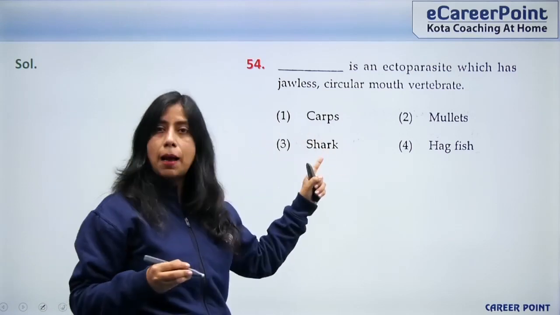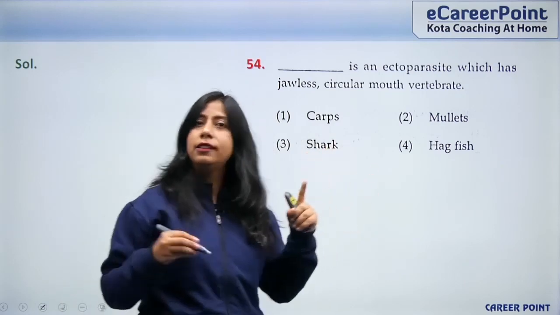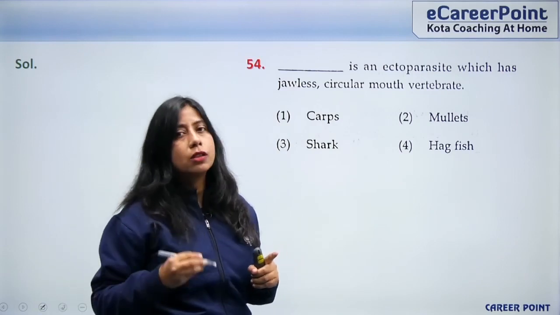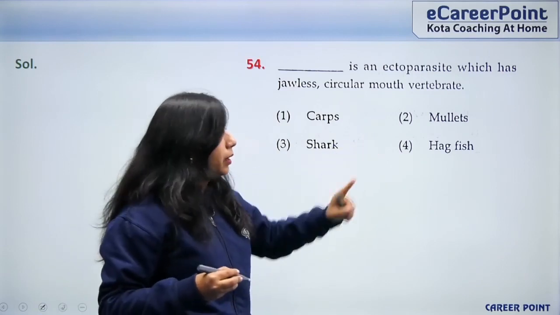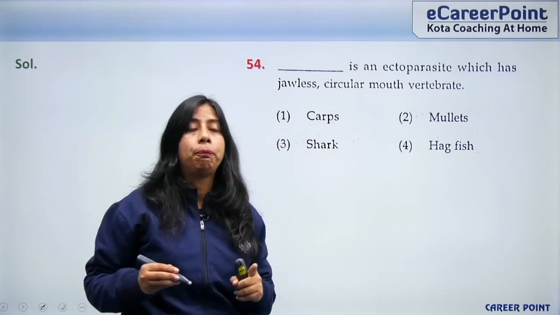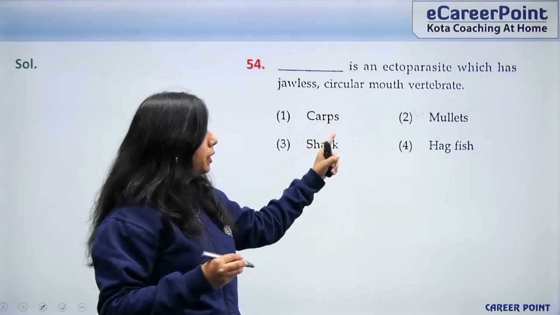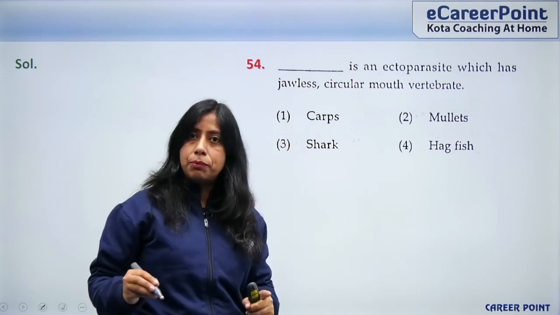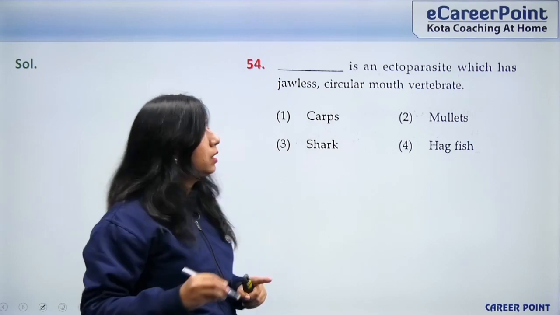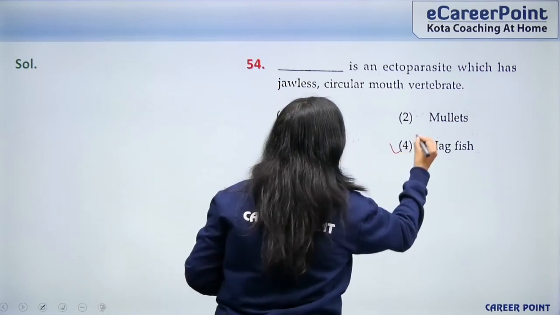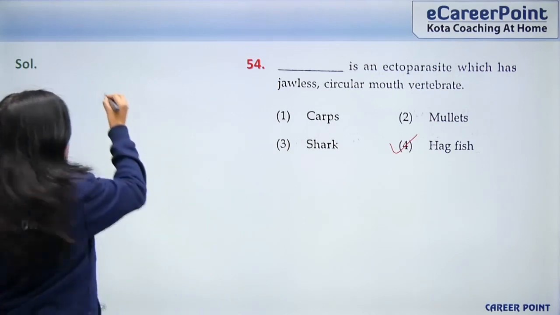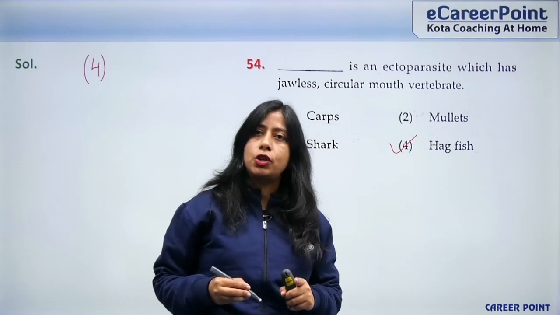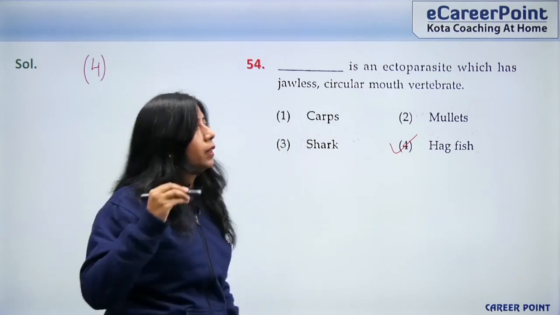If we see the options, carps, fishes, mullet, fishes, shark, fishes, and all the fishes come under the Pisces group. They all are vertebrates, but they have jaws. Here all 4 of them are vertebrates, but one of them does not have jaws. Jaw is absent, plus they are ectoparasite. So here the answer would be hagfish. So hagfish is the answer, option number 4. Rest are all the fishes that have jaws.